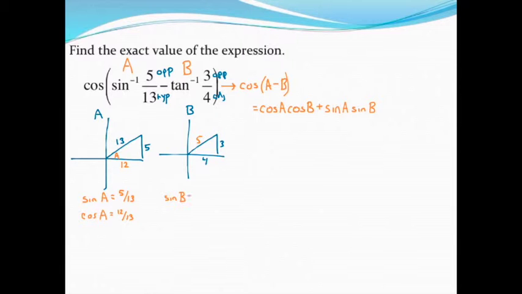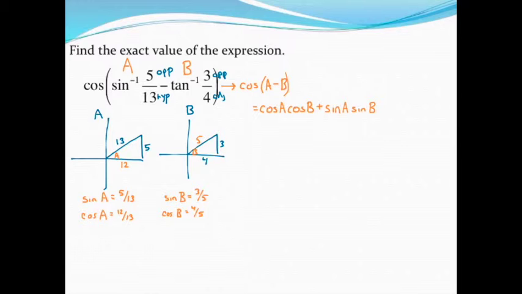So I need to know the sine of angle B as well as the cosine of angle B. And again, we'll just call angle B that angle right there. So my sine is opposite over hypotenuse, so 3/5, and my cosine is the adjacent over the hypotenuse, so 4/5.